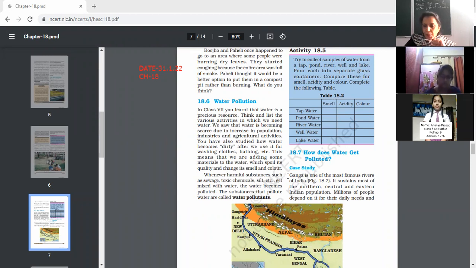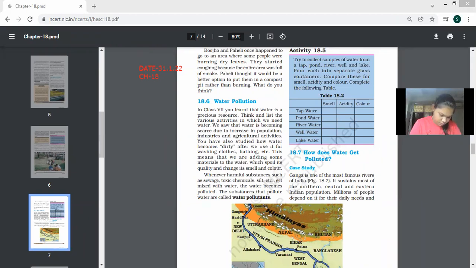So Varuni, you can continue reading. Okay, ma'am. 18.7. How does water get polluted? Case study. Kindly switch on your cameras, children. Switch on your cameras.